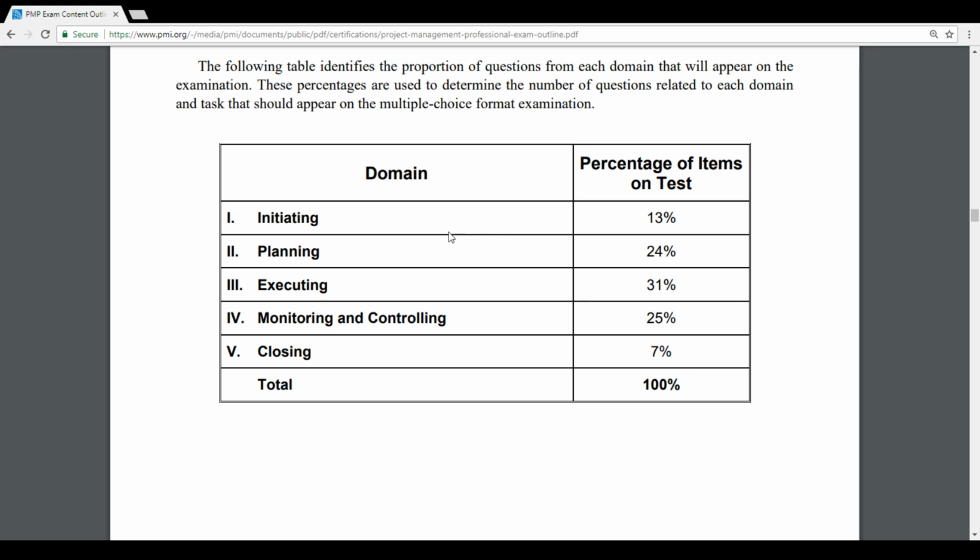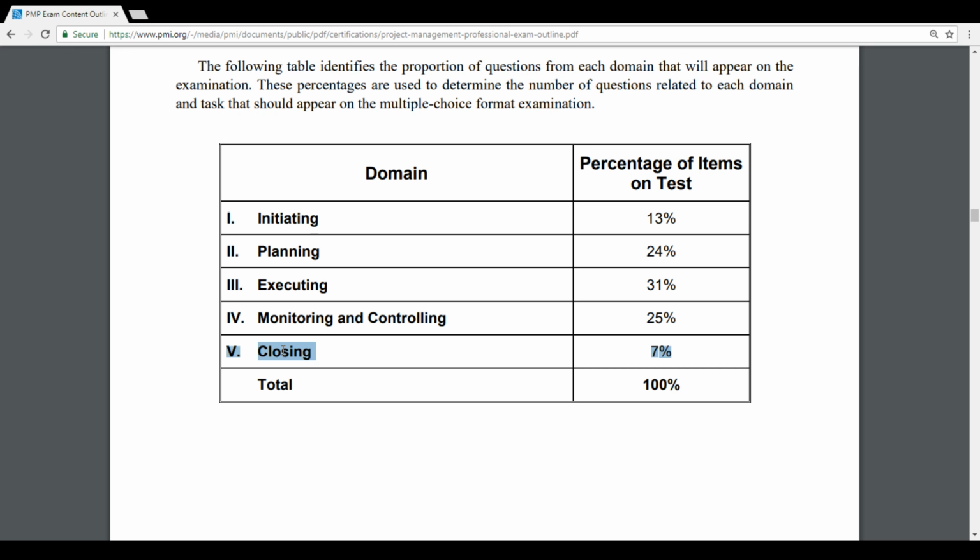Now, a lot of people often overlook initiating and closing, but together they form a lethal cocktail, folks. That's 20%. 20% of your exam is from those. They're the worst of all because initiating has 2 processes, closing has 1 process. So can you imagine each one of these having approximately 7% of your exam? Develop project charter, identify stakeholders, and close project or phase. Those are the lethal 3 that make a lot of other people fail. Because 20% of your exam is too huge to play games with.